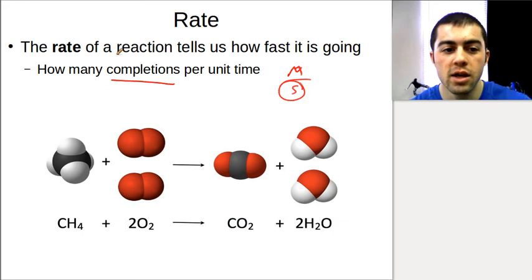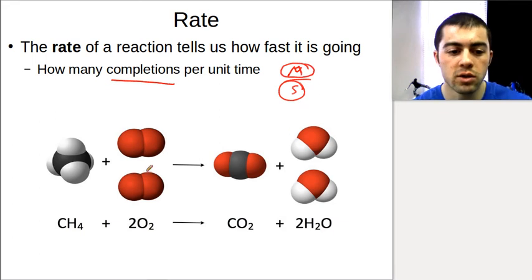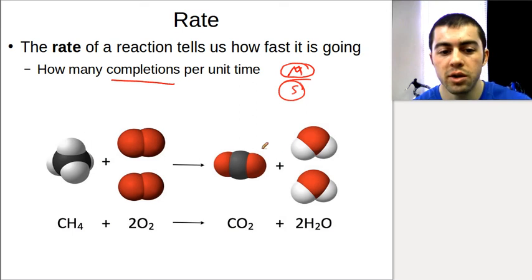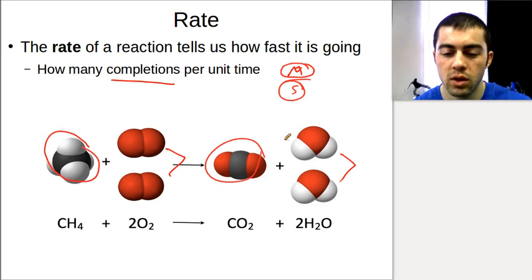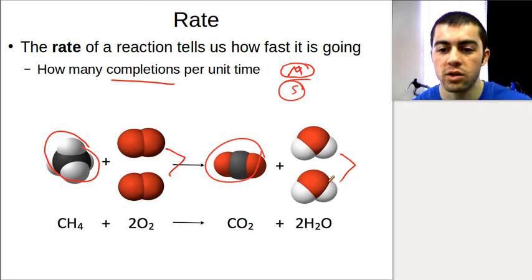Any rate is telling us how fast something is going per unit time, how much of whatever we're doing. If it's speed, how much distance are we covering over time. In this case, we're saying how much the concentration, the molarity, is changing over time. So if we have this reaction here, we're saying how many completions of this reaction, how many times are we going to react one of these with two of these to make one of these and two of these. How many times are we going to make this reaction go every second or every minute or every hour, whatever time frame we're looking at. So again, it's just a measure of how fast it's going.